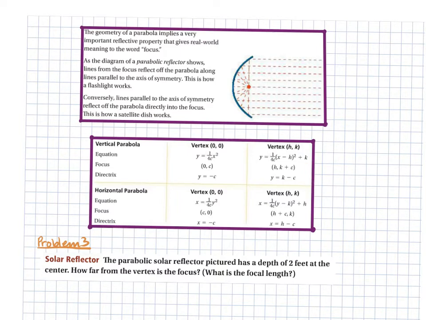So that changes the focus to be, for a vertical parabola, (h, k plus c). You have to add the c to your k, because the vertex is (h, k). And then for a vertical parabola, the vertex and the focus are going to have the same x coordinate. For the horizontal one, they will have the same y coordinate, the k. And the k is what's being subtracted from the y. So whatever's being subtracted from what's being squared is your coordinate that stays.